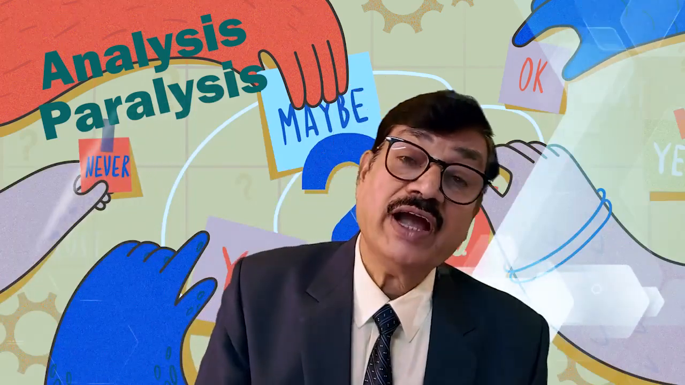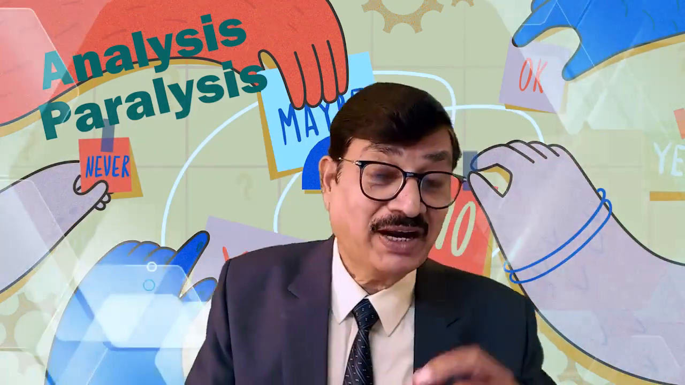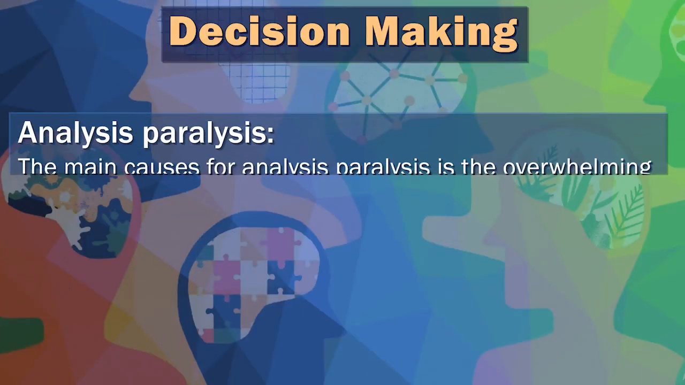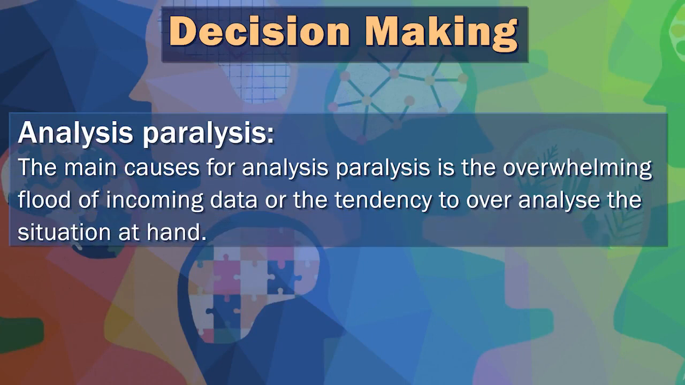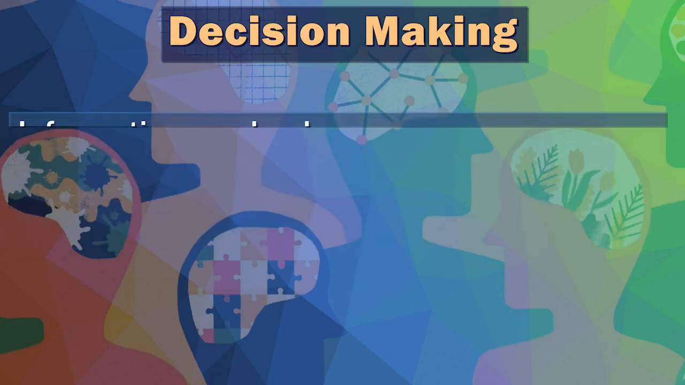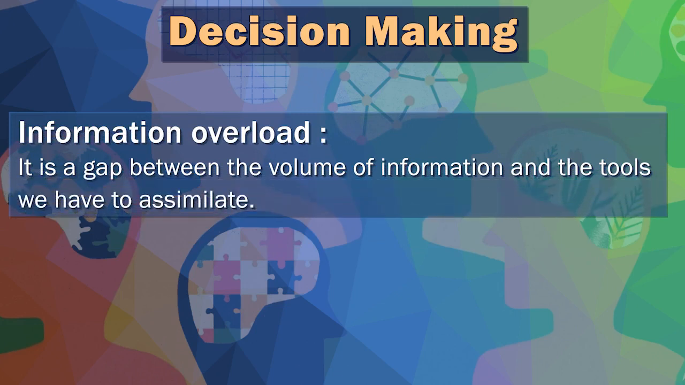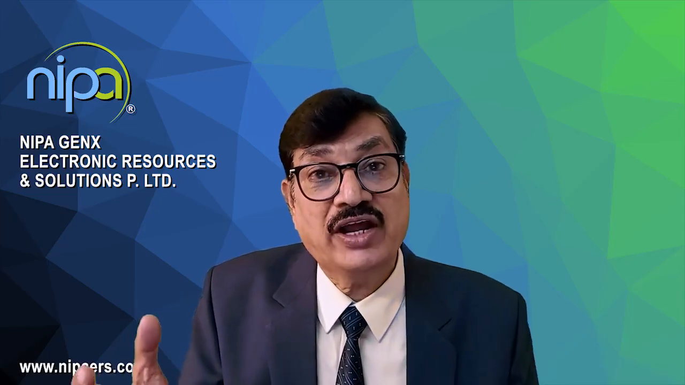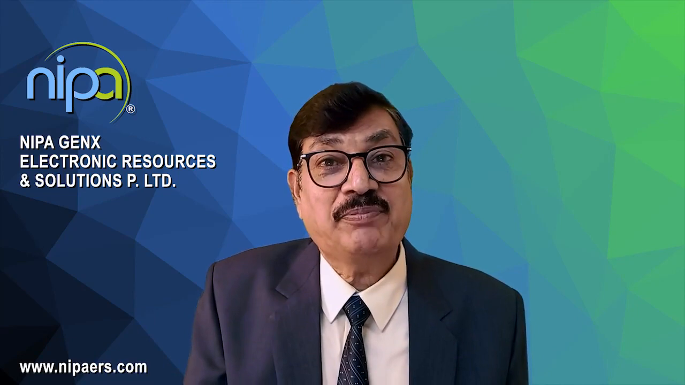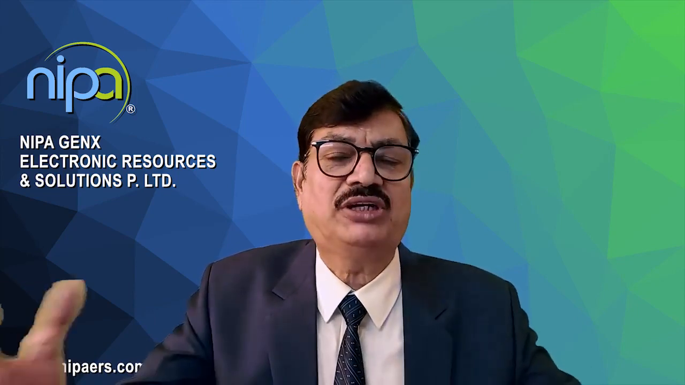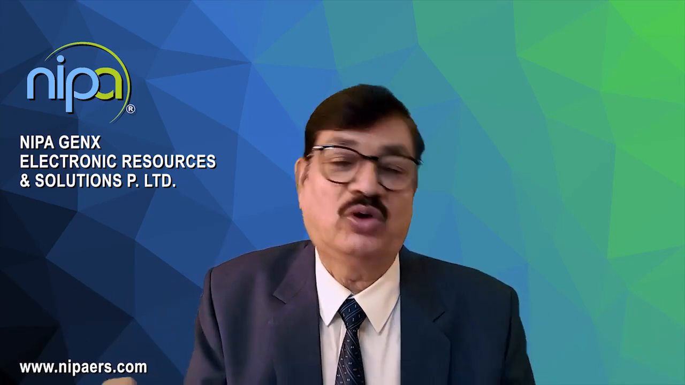There is one term known as analysis paralysis. This paralysis is because of extreme analysis. So the main causes for analysis paralysis are the overwhelming flood of incoming data, or the tendency to overanalyze the situation at hand. Another term is information overload. It is a gap between the volume of information and the tools we have to assimilate it. So whatever tools you have, they are not in a position to handle the large information. That is known as information overload.